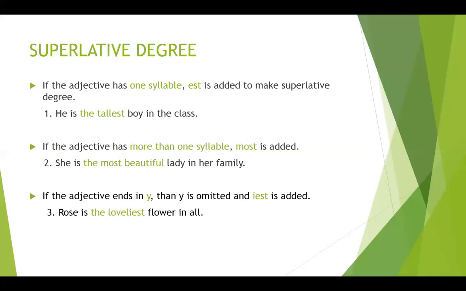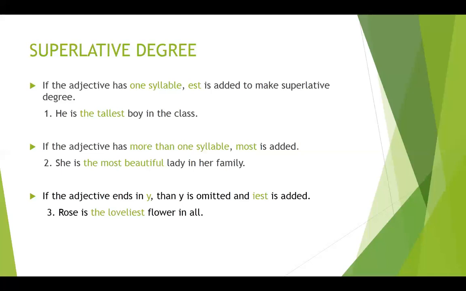Now here, notice one thing that I have used "the". As I told you in the video of articles, we use "the" with the third degree. Second example, if there is more than one syllable in the adjective, then we use "most" instead of -est. For example, she is the most beautiful lady in her family. It means that her beauty is unmatched, incomparable, unparalleled. That's why we use the third degree here.